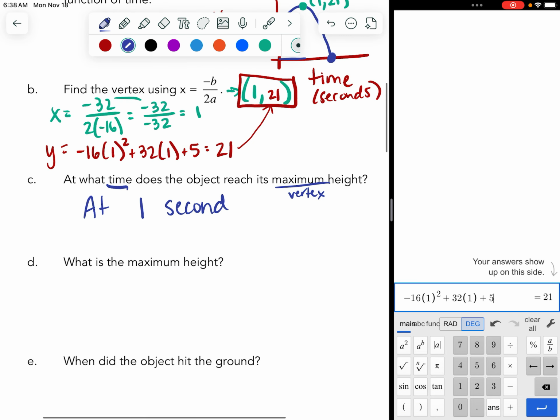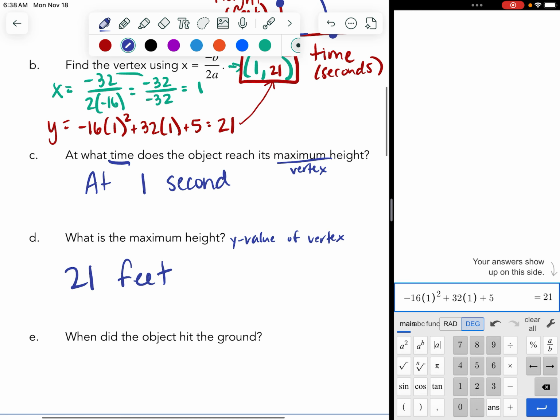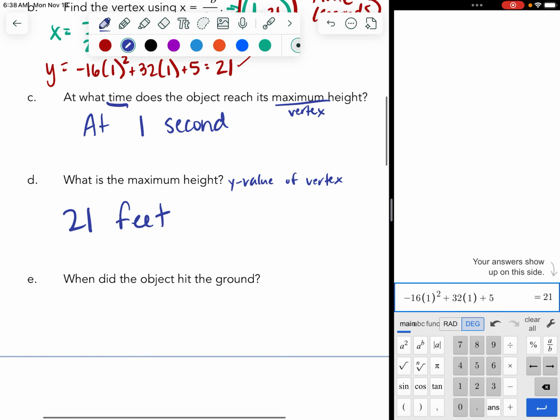Okay, the next question, what is the maximum height? Well, that's the y value, again, of the vertex. Okay, so the y value is 21. So at what time did it reach its maximum height? At 1 second. What is the maximum height? It's the 21 feet. Okay, so far that all had to do with the vertex.